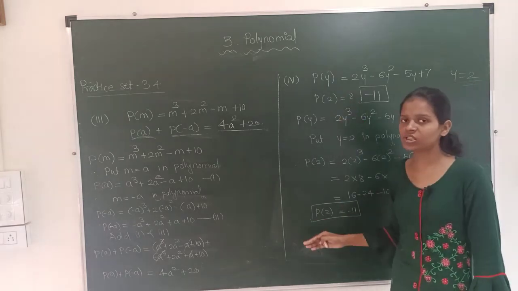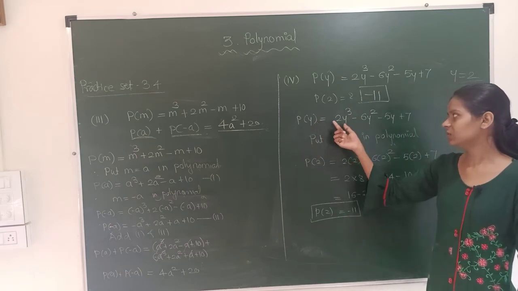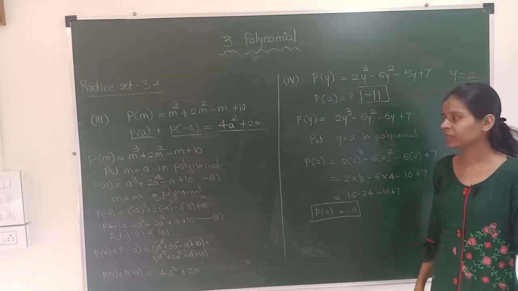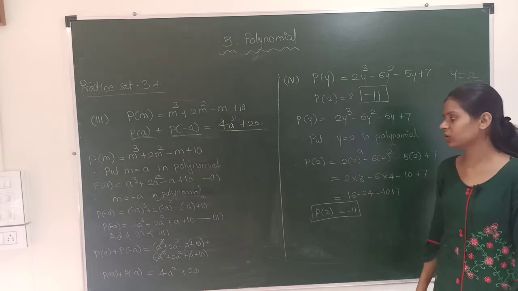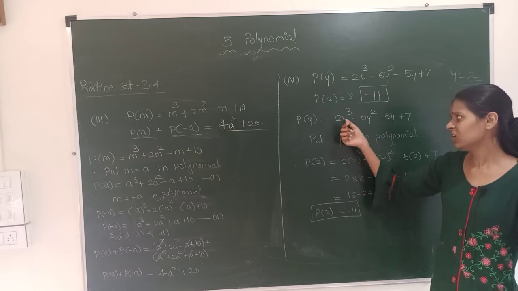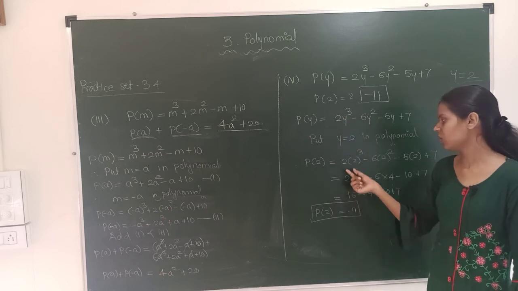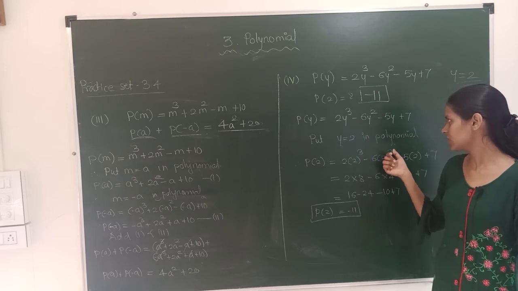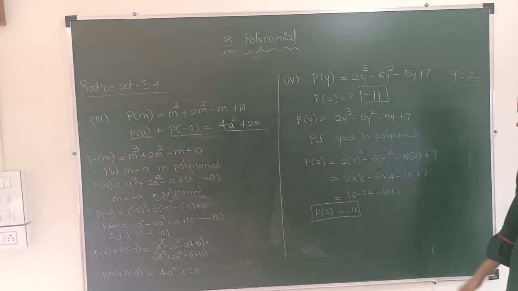So we will write the solution. For writing the solution, we will write the given polynomial at first. So p(y) is equal to 2y raised to 3 minus 6y raised to 2 minus 5y plus 7. See, put y equal to 2 in the polynomial. Then p(2) is equal to 2 into 2 raised to power 3, since we are replacing y by 2. Here is 6y square, so 6 into 2 raised to power 2. Here is minus 5, so minus 5 into 2, and here it is plus 7.